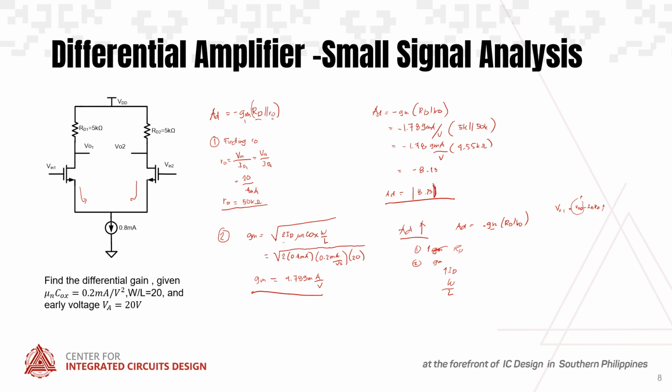But what would be the trade-off of that? If we increase W over L, the GM will increase, but the size or the area of our circuit will also increase. So still, there are drawbacks. As a designer, you can choose what to prioritize and what should be compromised. So that would be all for the small signal analysis of the differential amplifier. Next, we will discuss the common mode response of the differential amplifier.